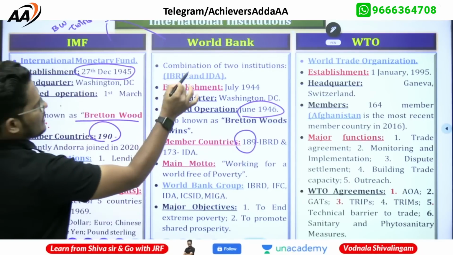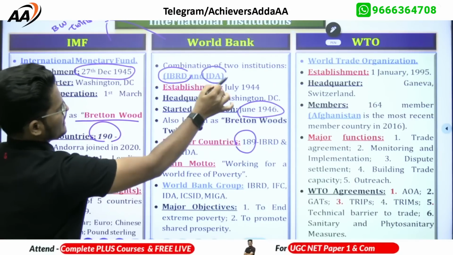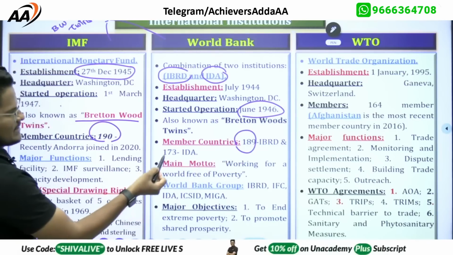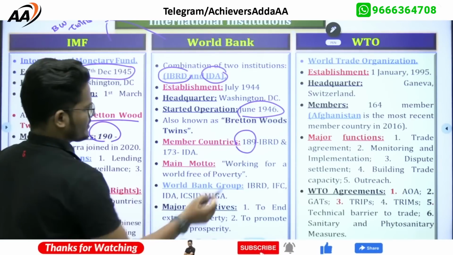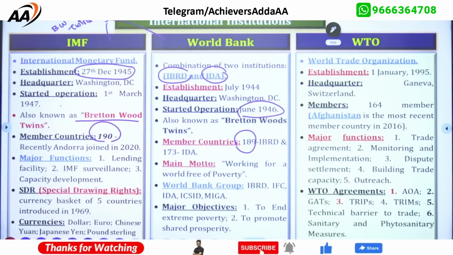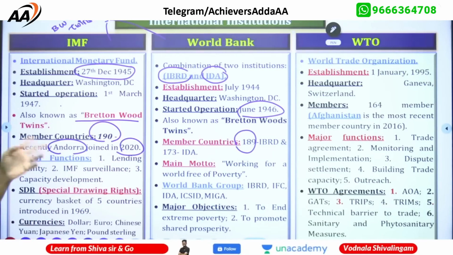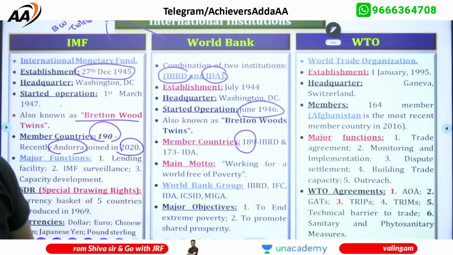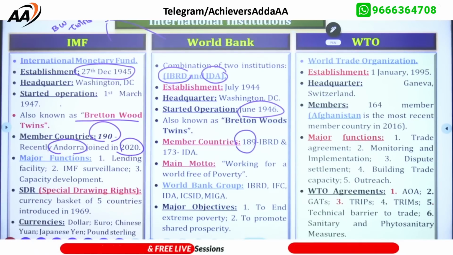Initially, in 1944, the organization was IBRD and IDA combined. Now IBRD has 189 countries and 173 for the International Development Association, that is IDA, whereas the IBRD full form is International Bank for Reconstruction and Development. Recently Andorra joined in 2020. Is there any 191st country which joined recently? Let's check the latest member list.